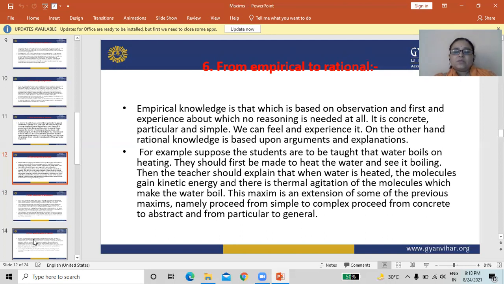This maxim is an extension of some of the previous maxims, namely proceed from simple to complex, proceed from concrete to abstract, and particular to general.